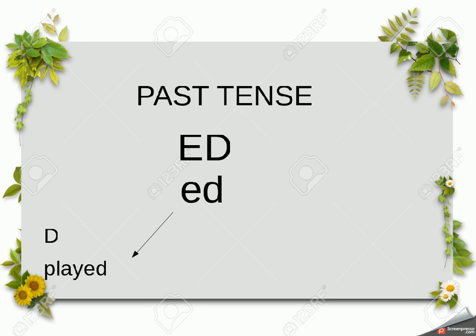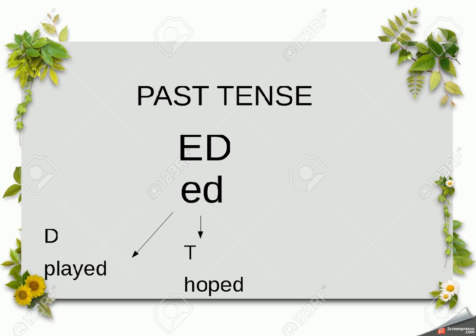So to want is something we're doing now, but wanted is something in the past. Now there are words that come out differently to this and don't use ed, but for now we're just going to be looking at this sound ed, spelt e-d. So when we put ed on the end of the word, we're referring to something that's already happened.